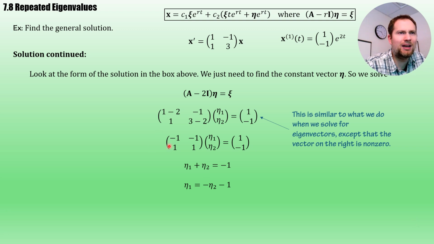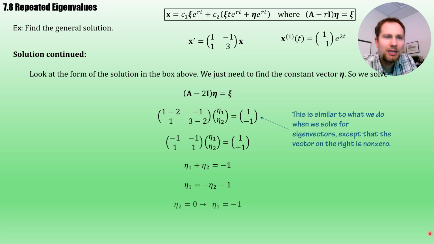I just multiplied. It looks like I did row 2. Obviously, row 1 gives you the same thing, though. You get eta 1 plus eta 2 equals -1. But the top row would be the same thing. It's just multiplied through by -1. Okay, so now we have a relationship between those two. And honestly, Mr. Chase, I thought you said this was going to be hard. It's pretty clear that we could take, for example, eta 2 to be 0 and eta 1 to be -1.